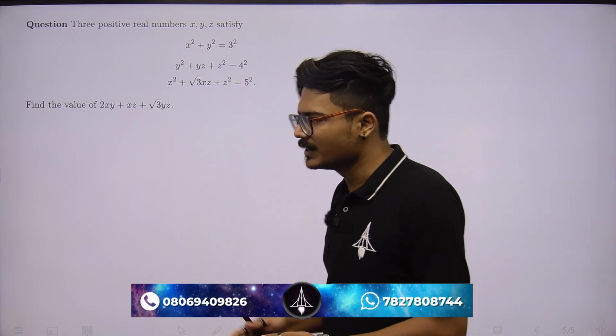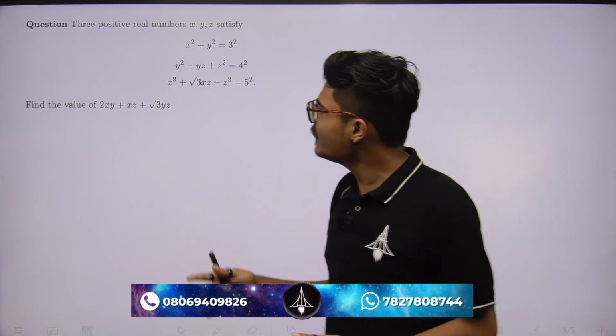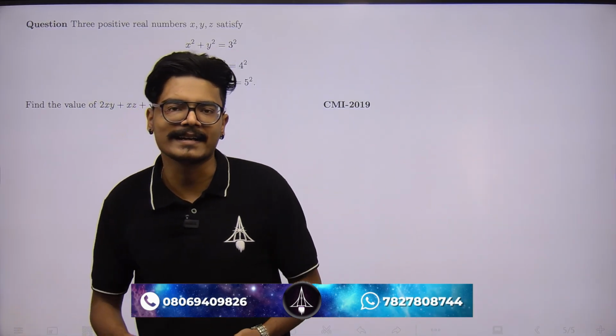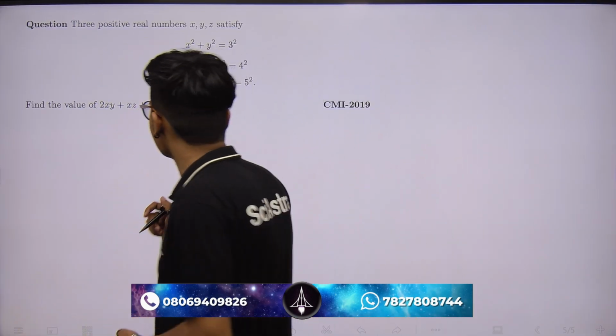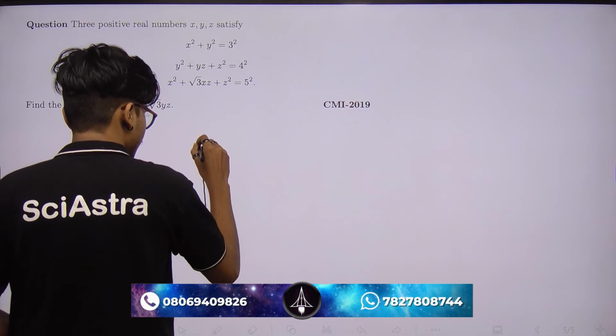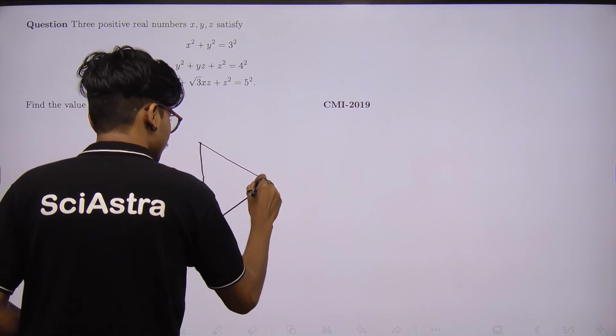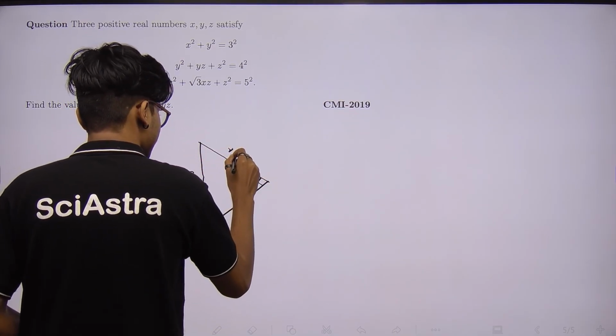So from the first equation we can say that if x square plus y square is equal to 3 square, then we can always construct a right angled triangle with side lengths x, y and 3. So let's start off by doing that. So suppose this is 3. We get our right angle triangle with side lengths x and y.